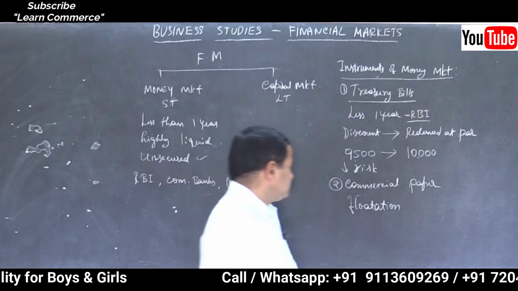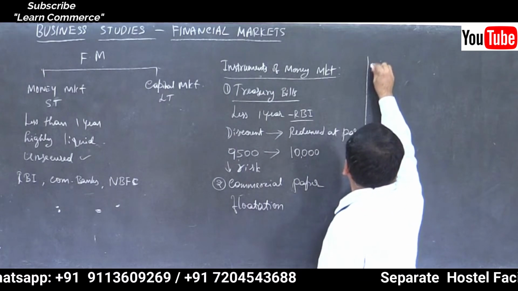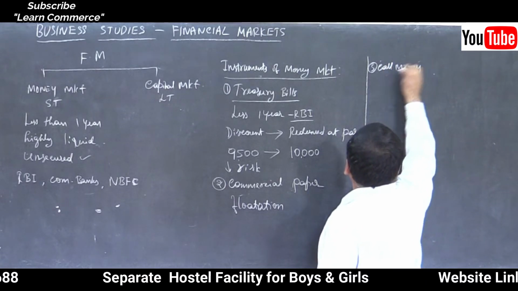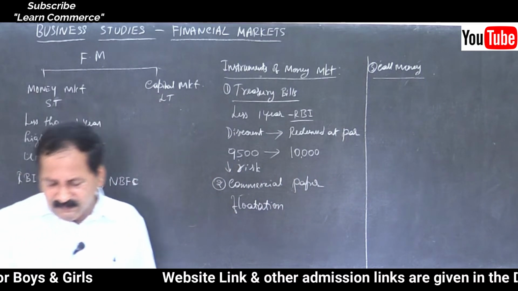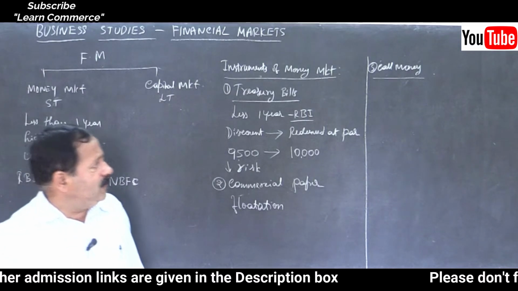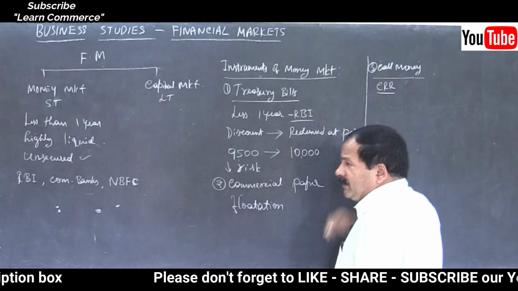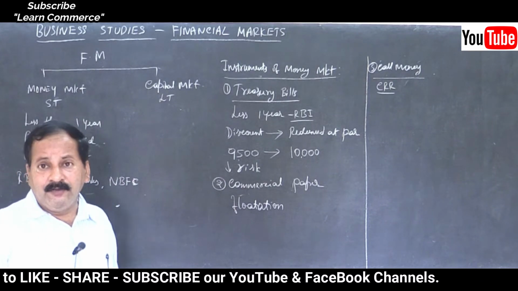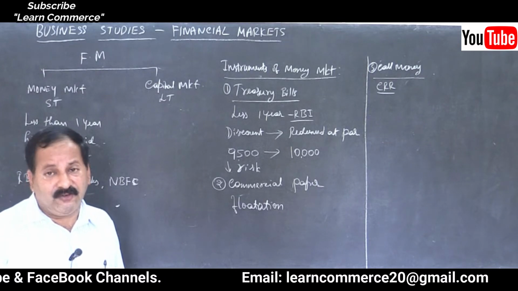Then the third one is call money. This is related to banks. What is call money? See, you might have heard about CRR in economics while dealing with the functions of the Reserve Bank of India, or maybe in 10th standard you might have studied it in social science. What is CRR? Cash reserve ratio.